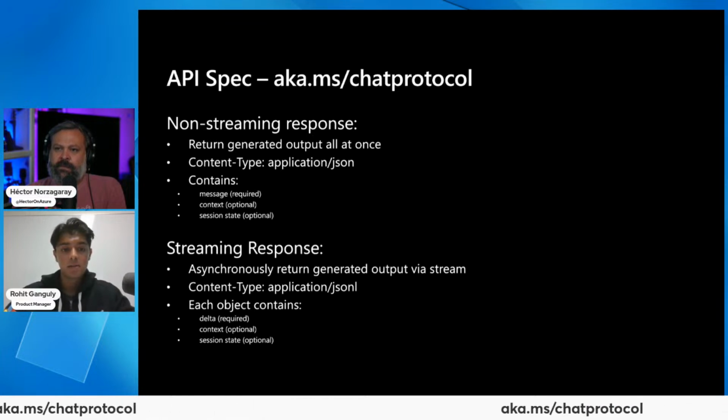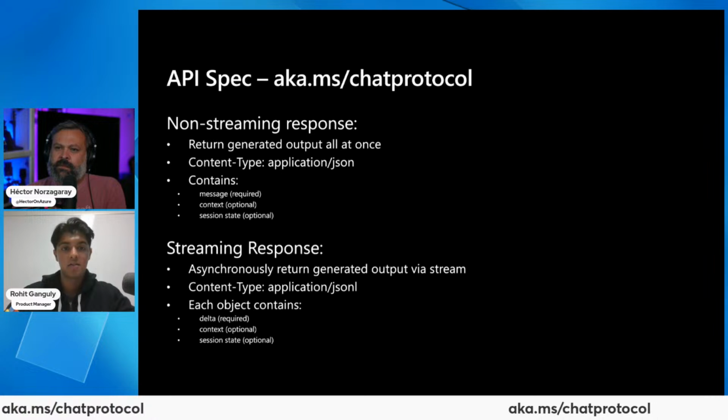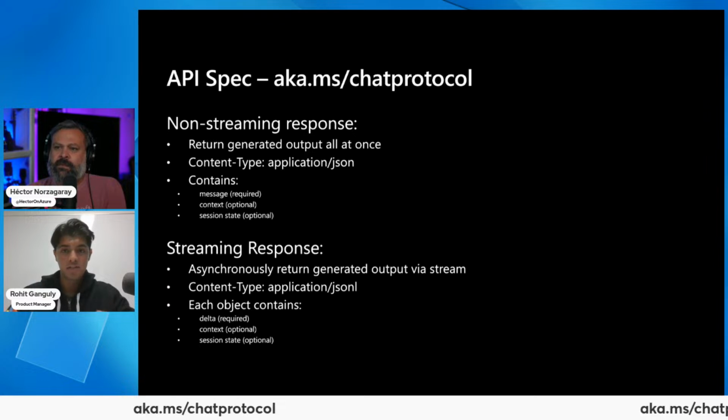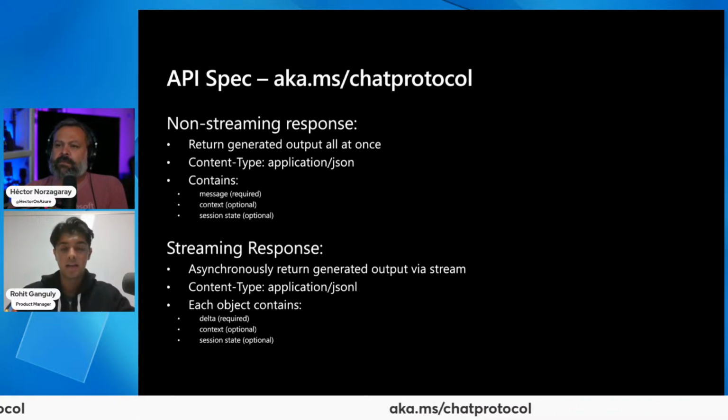Similarly with the streaming response, it's essentially the same thing, but it's asynchronously returned and it's generated via stream. So the content type here would be application/JSON-L. JSON-L is just JSON lines, or newline delimited JSON, essentially a JSON response line by line. And similarly, each object would contain a delta, a context, and a session state.